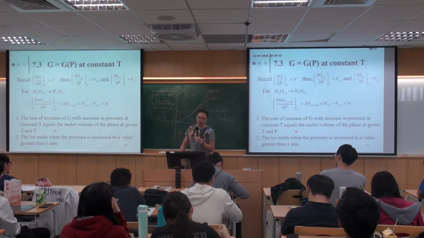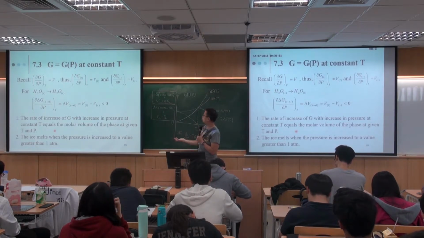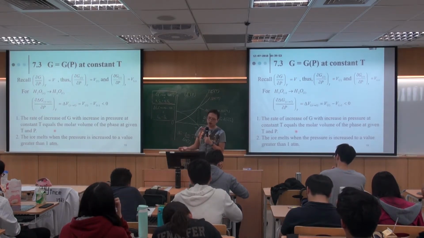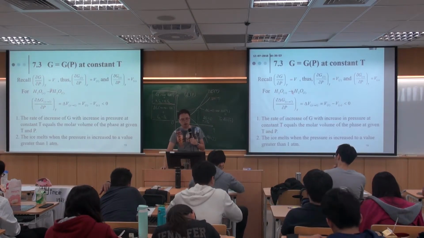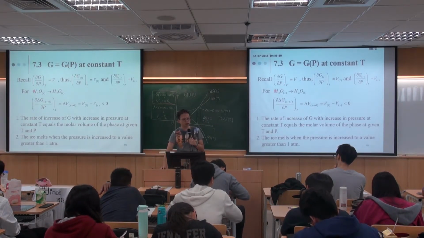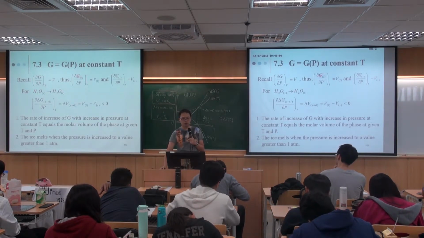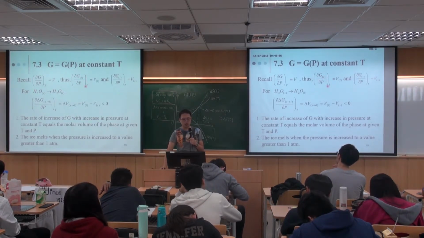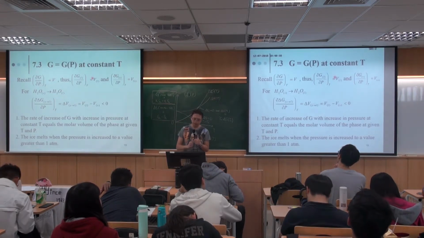And we call that partial G, partial P, which is just the volume, or you can say the molar volume of the material. Therefore, if you're again dealing with this kind of phase transition, from the solid phase to the liquid phase, you have partial G liquid, partial P. That will be the molar volume of your liquid phase.